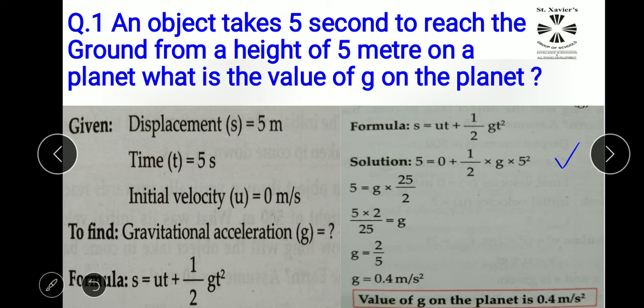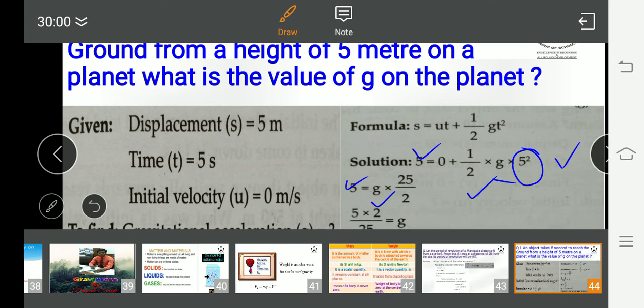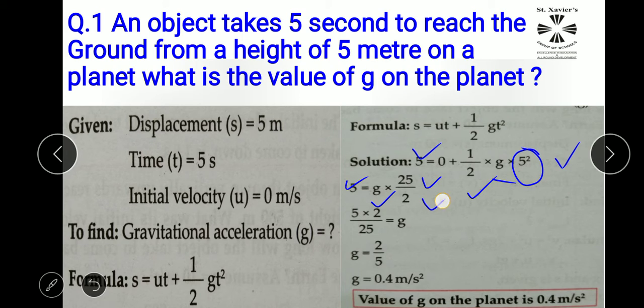Now this first 5 is as it is. Now 5 square is 25 upon 2. g is as it is. 5 square is 25 and the 2 denominator I have written over here. I'll change the side of 2 and 25, I'll write it over here and show you, students. Here we have 5 is equal to g into 25 upon 2.